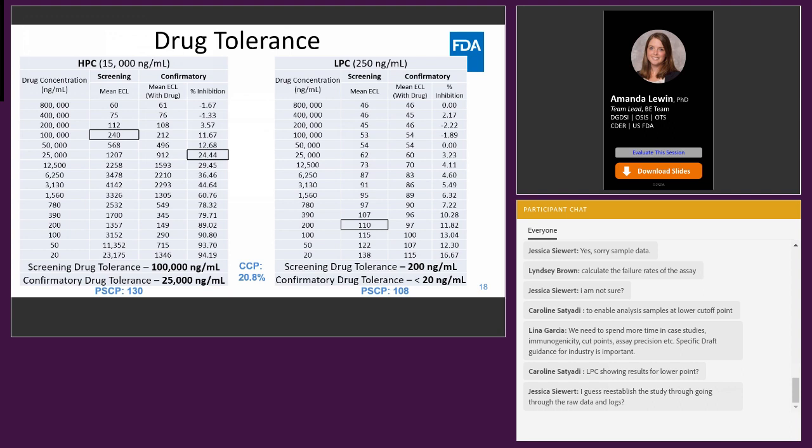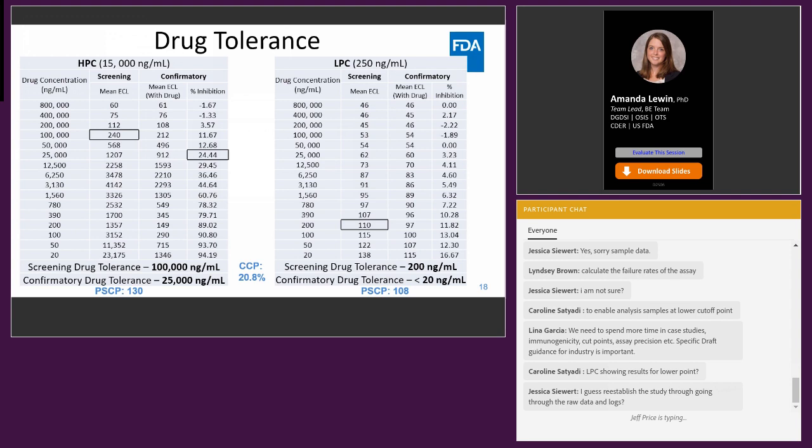So low positive control and high positive control samples were spiked with drug product at concentrations from 800,000 nanograms per mL down to 20 nanograms per mL. Each sample was assayed in duplicate in a single run with both the screening and confirmatory assay on a single plate. So the confirmatory percent inhibition was calculated using the corresponding screening result as shown in this table.